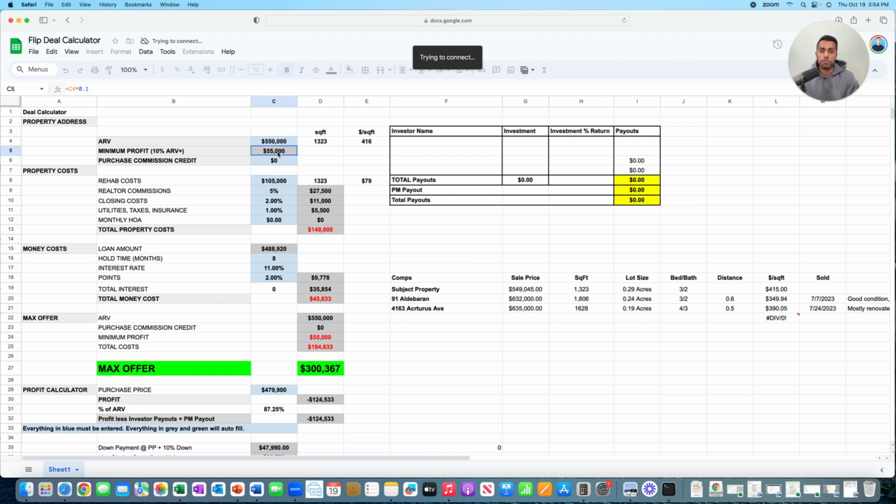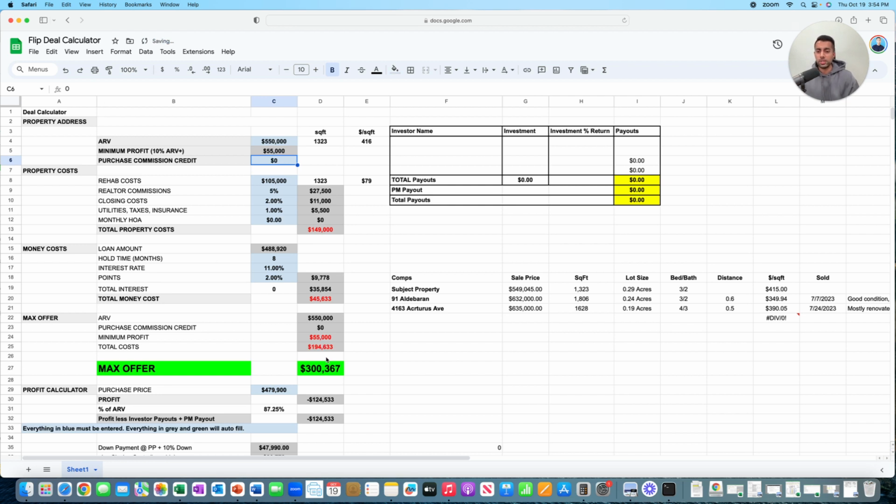So let's say that we wanted to make 15% of ARV, right? So we'll do this. What's going on here? This times right here. So if we wanted to make more money, then our max offer would change to $272,000. So you see that relationship there. We'll change it back to 10% for purposes of this example.